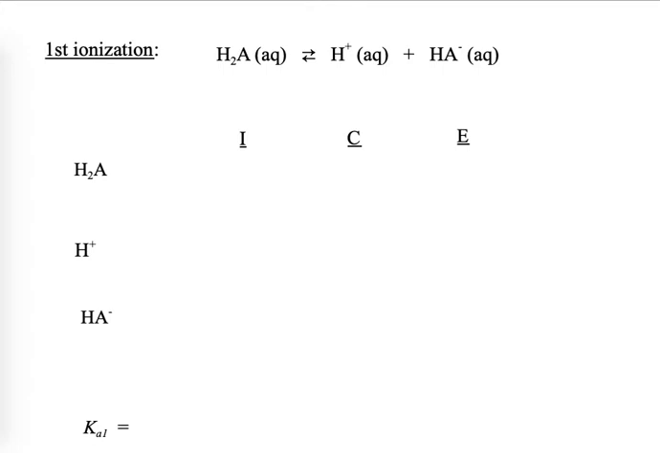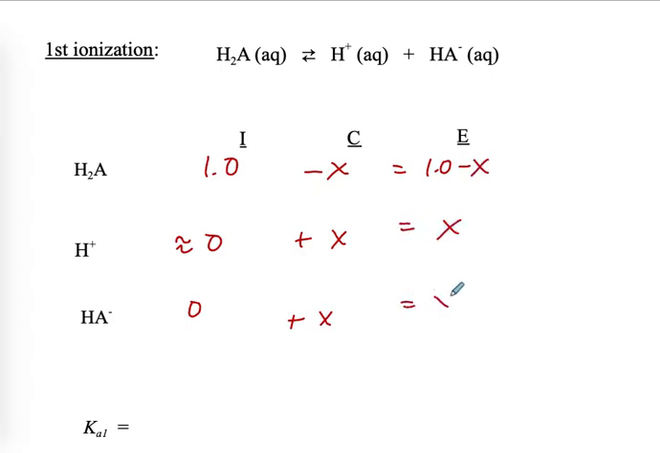So here's the equation to represent my first ionization. As always, I'll set up an ICE table. My initial concentration of the diprotic acid is 1 molar. My initial concentration of the hydrogen ion is approximately 0 molar. My initial concentration of the conjugate base, HA-, is 0. I'll call the changes in concentration minus x, plus x, plus x. That gives me 1.0 minus x, x, and x.